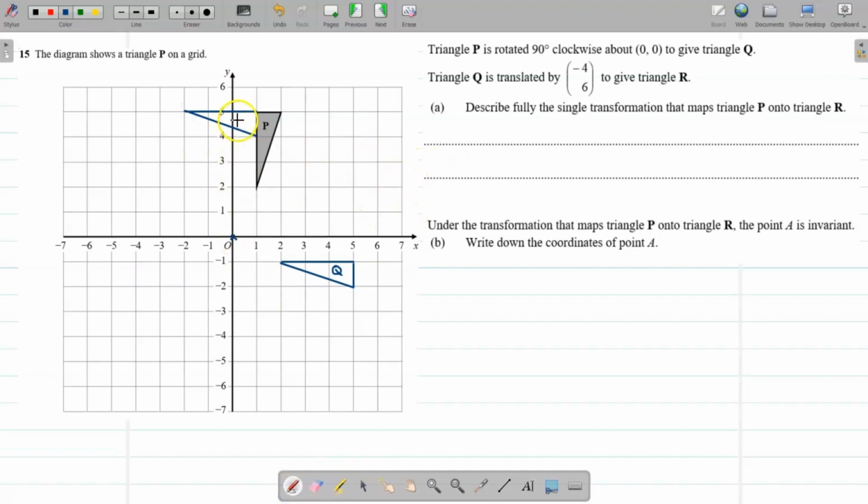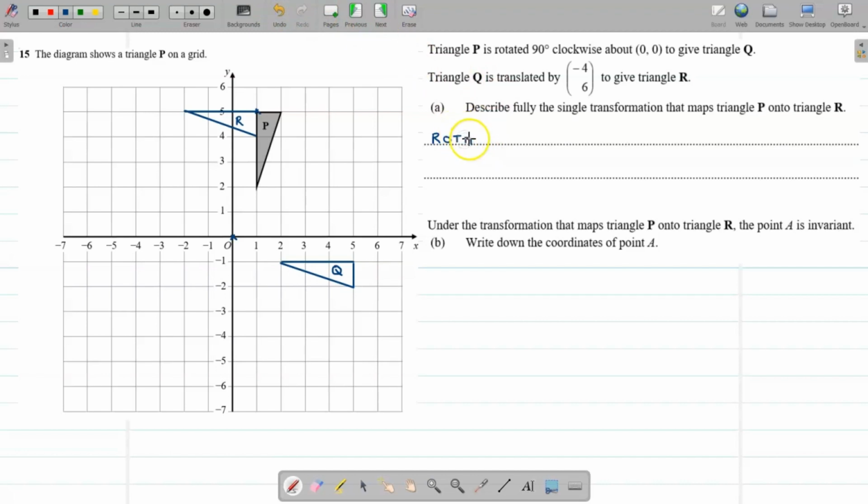So we've got to now describe a single transformation, a single transformation that will map R onto P. Well, you can probably see that's a rotation about this point here, which is the point 1, 5. So we need to write down all of these keywords and bits of information. So rotation is the first thing we need to write.